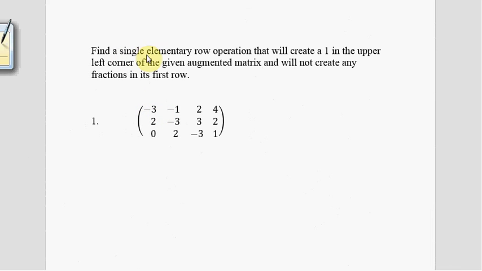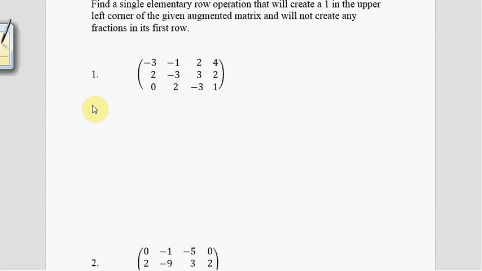So here it says find a single elementary row operation. Are they saying just to find one elementary row operation and get that 1 there, or can you use 2 elementary row operations? Well, it could be ambiguous, right? Doesn't matter with me. So let's say, can I do 2 of them? Will that be okay? So you can actually just see it.